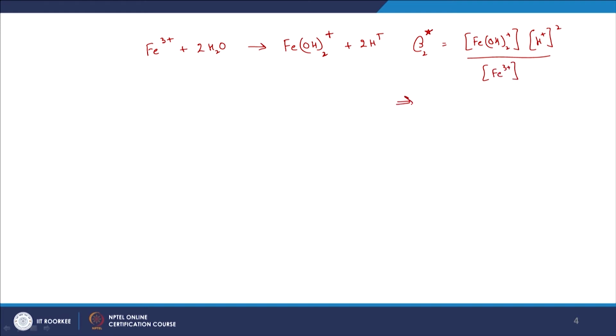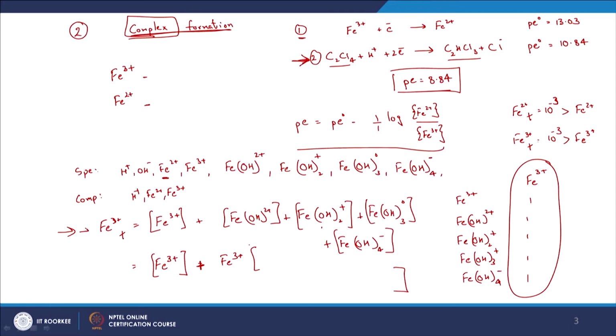Fe(OH)2+ times H+ squared divided by the concentration of Fe3+. So the concentration of Fe(OH)2+ is equal to beta 2 star times Fe3+ divided by H+ squared. Similarly I can get the relevant equations for the other complexes. Here I am just trying to refresh your memory and get your neurons flowing. Let me write down this equation in the form we want.